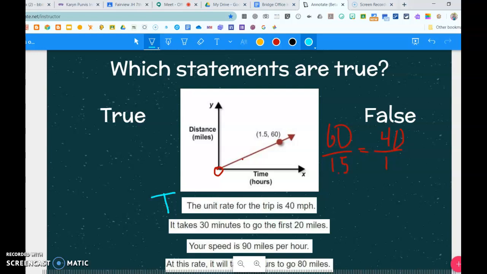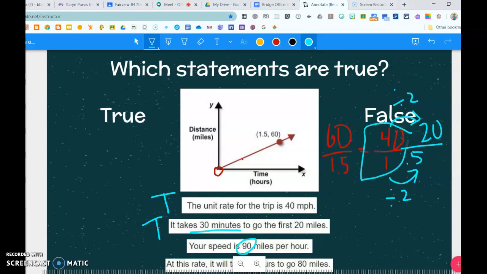It takes 30 minutes to go the first 20 miles. Well, 30 minutes is 1/2 hour, right? So if I divide this by 2, it'll give me 1/2. If I divide 40 by 2, it'll give me 20. So that one is also true. Your speed is 90 miles per hour. Well, we just discussed that it was 40 miles per hour, so that's not right. That's false. And last, at this rate, it'll take 2 hours to go 80 miles.